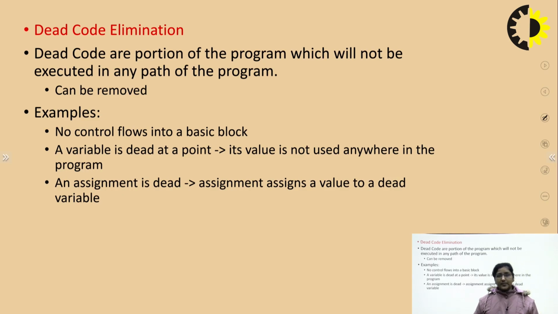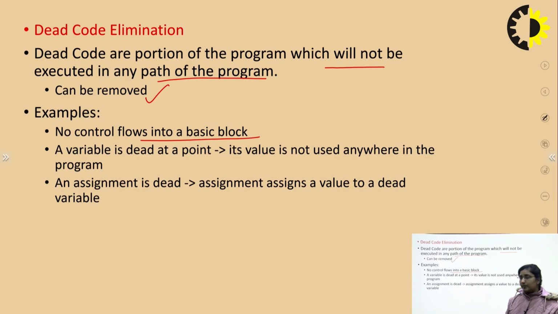Dead code, as the name suggests, is the code which does not occur, which is not required. That code should be eliminated, because unnecessarily the time of the compiler will be wasted over there as well. So, dead code elimination targets the portions which will not be executed in any path of the program, and so they can be removed. For example, there are no control flows into that particular basic block. A variable is dead at a point when its value is not used anywhere in a program.